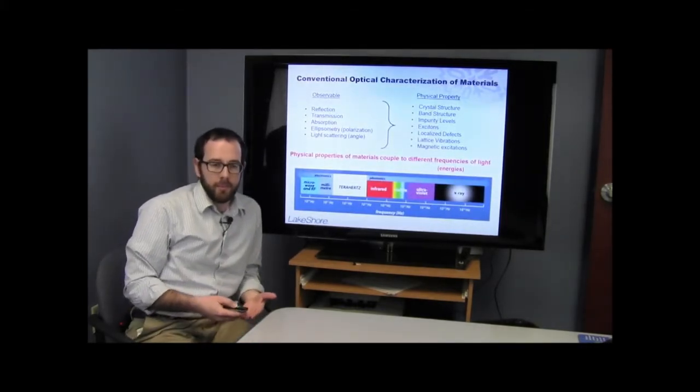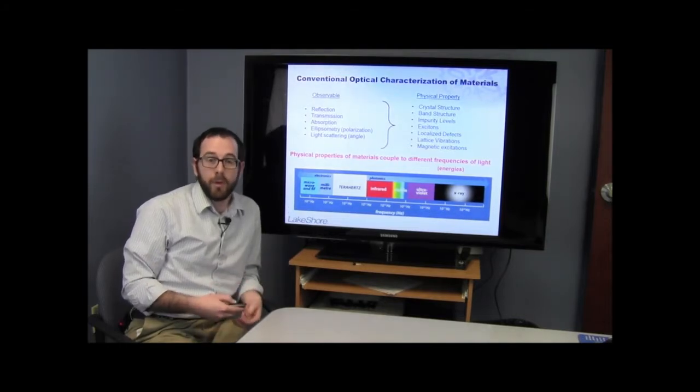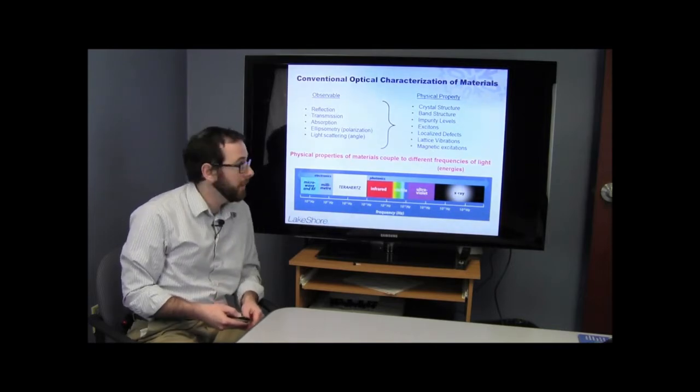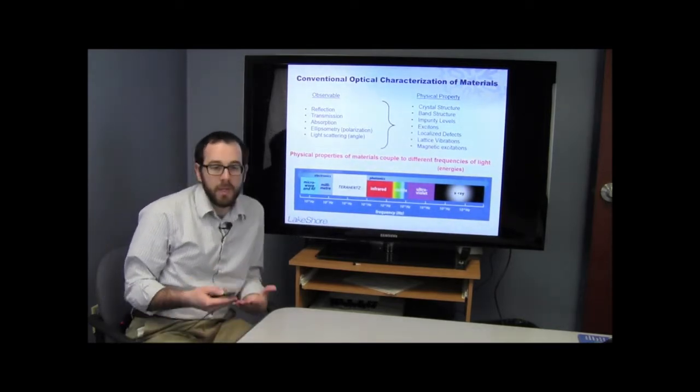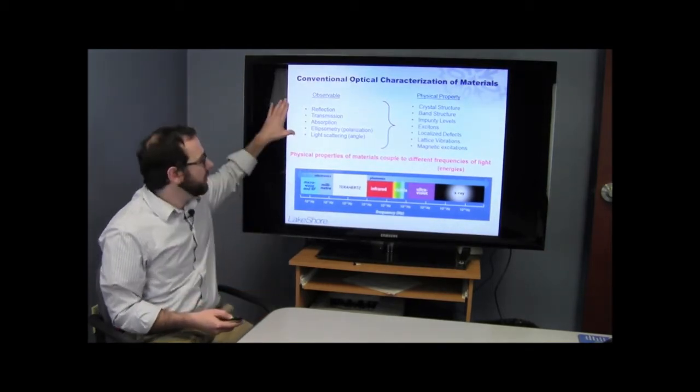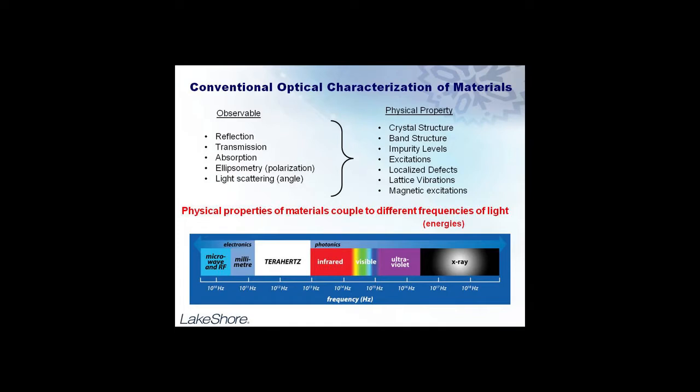To understand that a little bit better, we want to go back and unpack some of the conventional optical characterization techniques that have been used in materials for many, many years. When we think about conventional optical characterization techniques, we have an observable, and those observables include things like reflection and transmission, as well as absorption, ellipsometry, as well as the angular scattering of light as light interacts with the material.